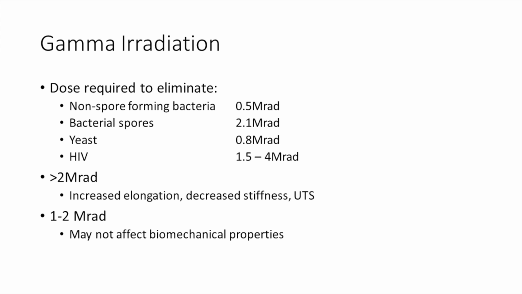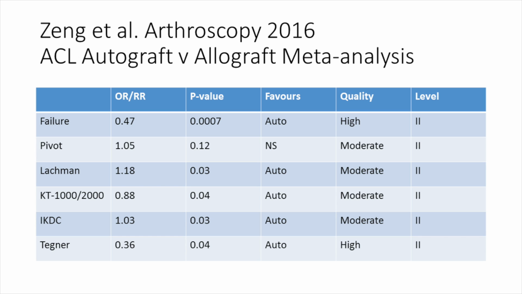Cadaveric, though, is the most common, and the big issue is gamma irradiation. So in order to eliminate bacterial spores, you need 2.1 megarads, and to eliminate HIV, maybe 4 megarads. The problem is, over 2 megarads, you affect the biomechanical properties. You get increased elongation, reduced stiffness, reduced ultimate tensile strength. Less than that may not affect the biomechanical properties, but may not clear out the bugs that you want it to. This is reflected in meta-analysis also.